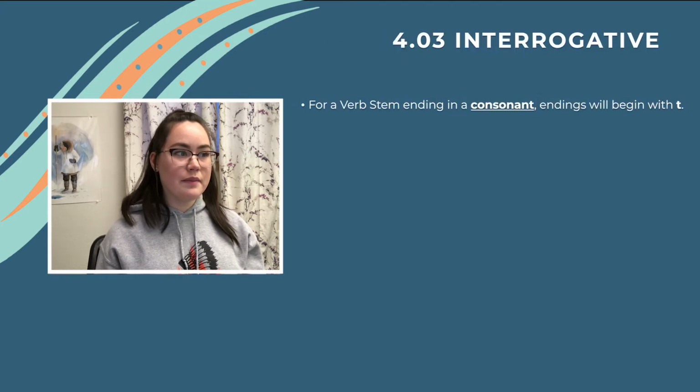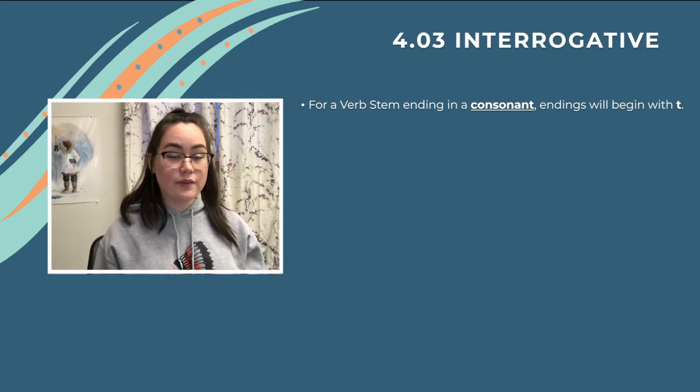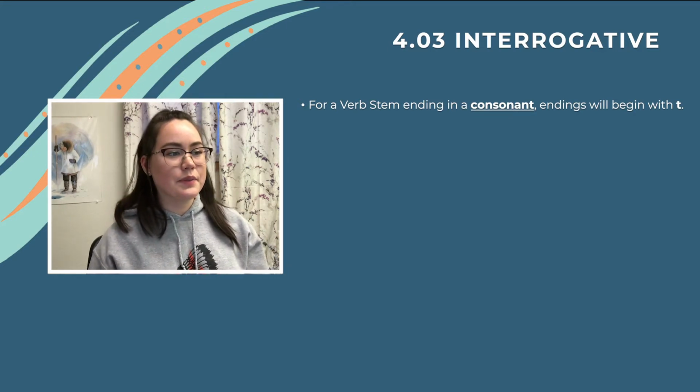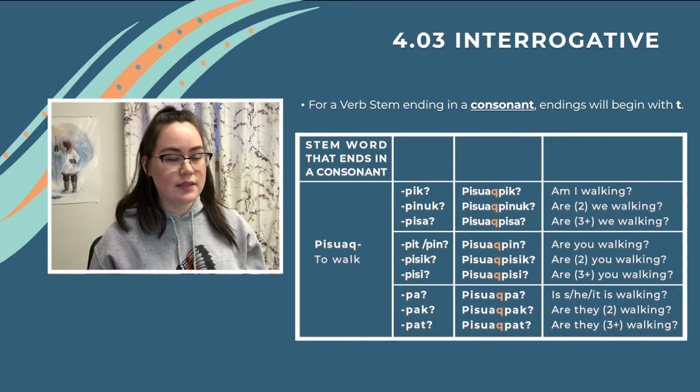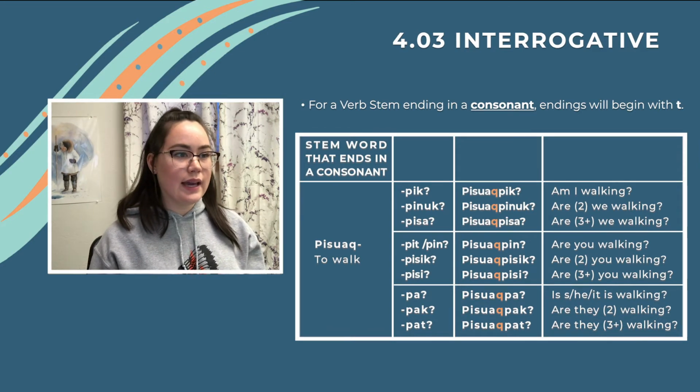For a verb stem ending in a consonant, endings will begin with a T. Let's use the same example as earlier. Pisok, to walk. It ends in a Q, a consonant. So we will use the T endings, the P endings. Pisok bik, am I walking? Pisok binuk, are we two walking? Pisok bisa, are we three or more walking? Pisok bin, are you walking?